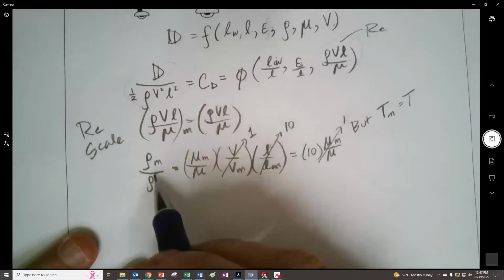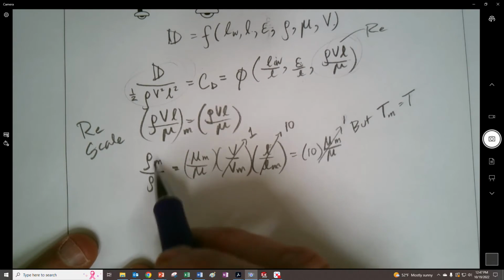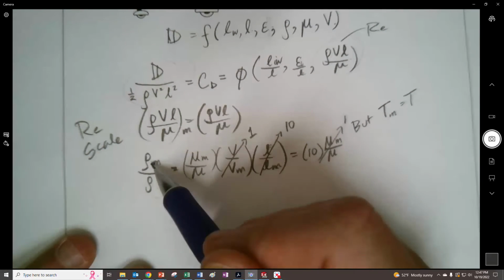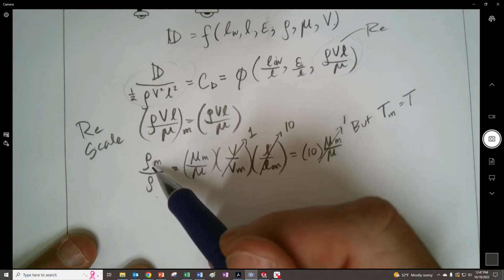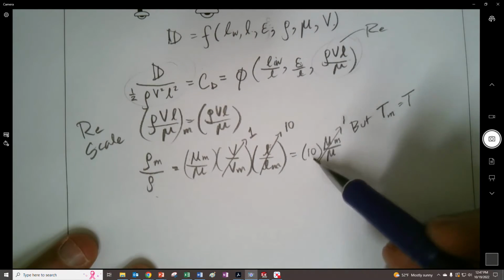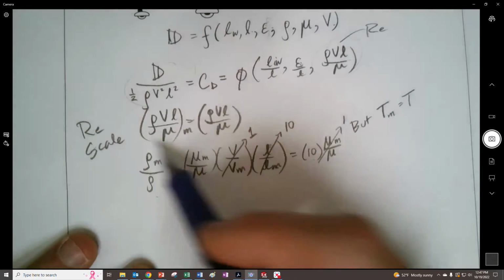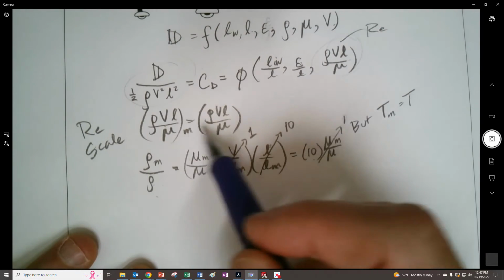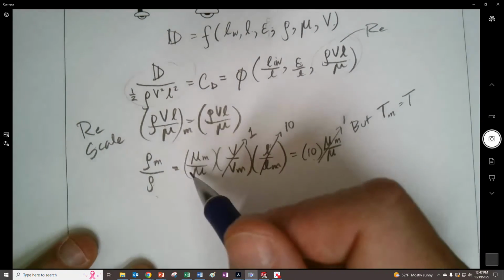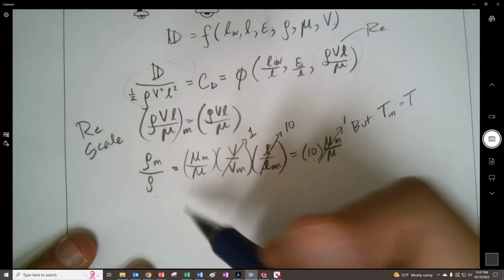So we're left with this relationship that the ratio of the densities should be equal to 10 in order for this to work out. That's our reasoning by way of rule to be able to get the Reynolds numbers to be equivalent to each other.